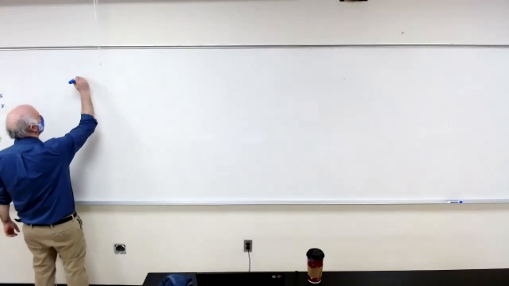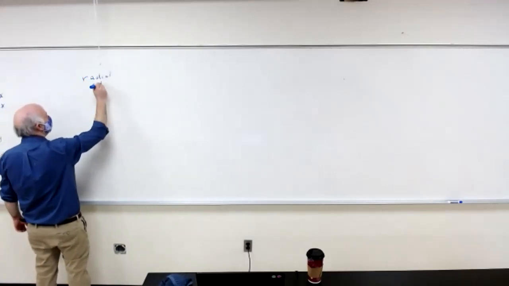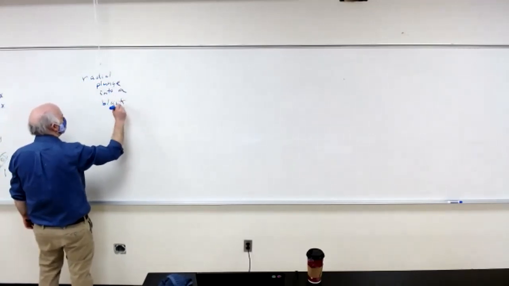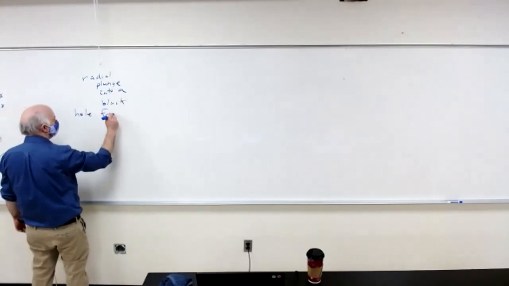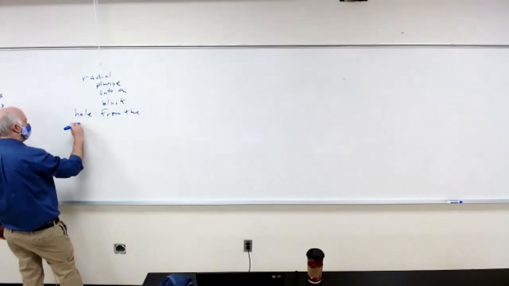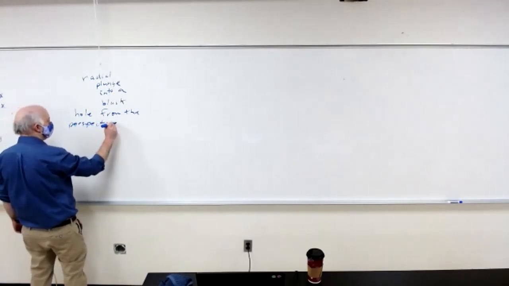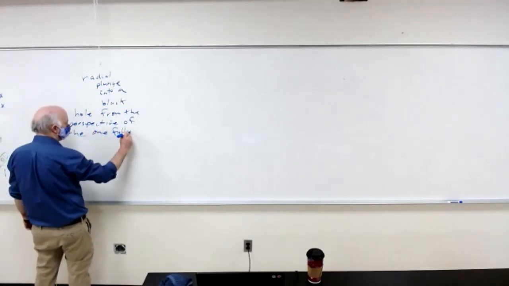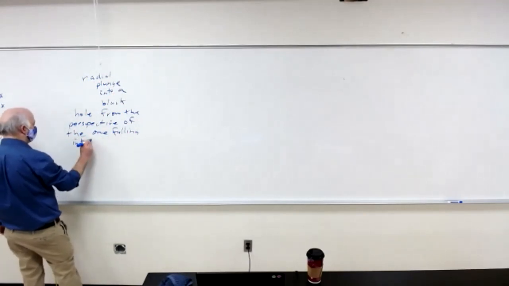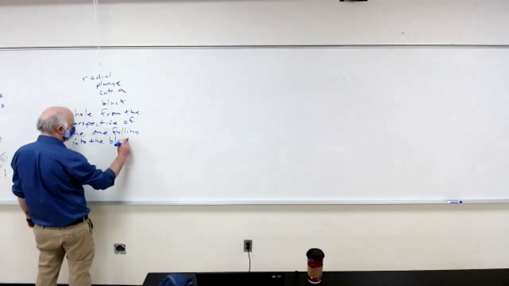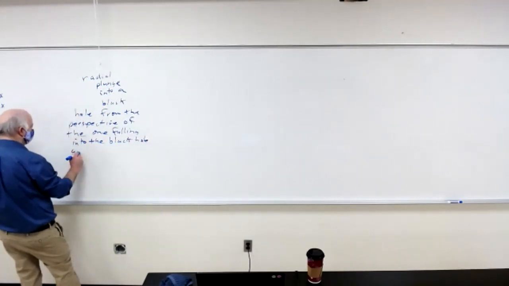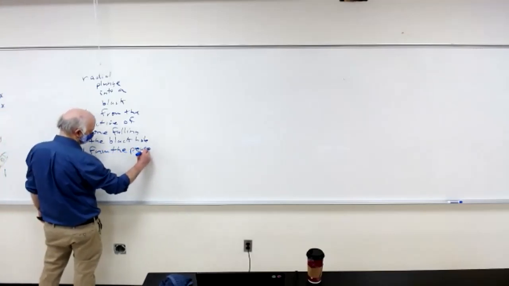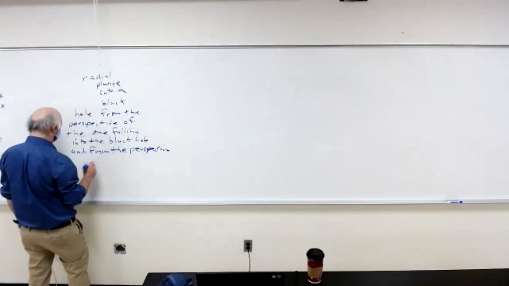So we were talking about a radial plunge into a black hole, from the perspective of the one falling into the black hole, and from an outside observer.